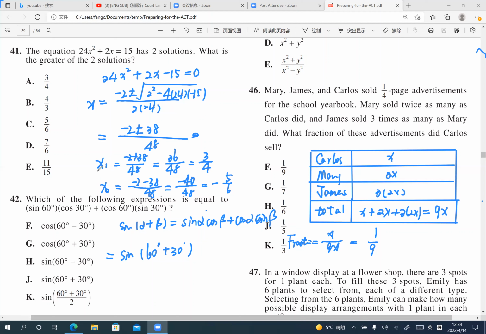We get negative 2 plus or minus 38, divided by 48. So the first value of x is equal to negative 2 plus 38 divided by 48. So it is 36 divided by 48. And after we simplify it, we get 3 over 4. So this is the greater solution. The second solution equals negative 2 minus 38 divided by 48. So it's equal to negative 40 divided by 48. After we simplify it, we get negative 5 over 6. That is the smaller one. So we should choose option A.